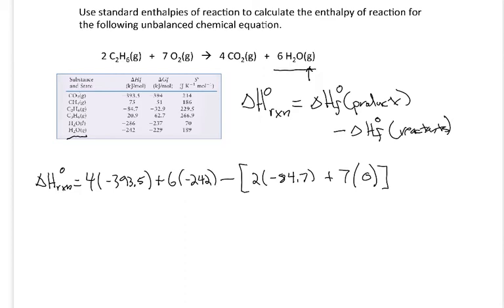So the only thing we need to be careful of is make sure that we keep our signs straight. So I'm going to do 4 times negative 393.5 and 6 times negative 242. And when I add those together, I get negative 3026. And then when I evaluate what's inside the brackets, I get negative 169.4.